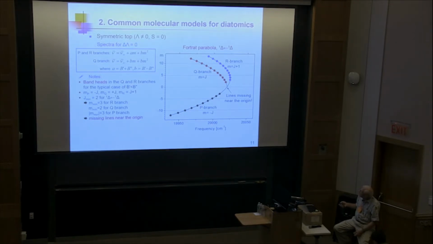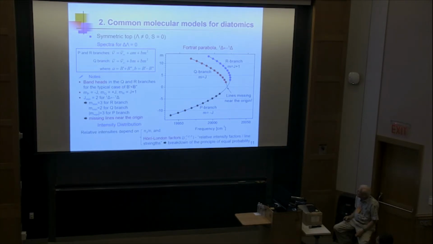And now maybe you're getting ready to know 20,000 wave numbers is 500 nanometers. Get used to these numbers. And if you look close, you can explain why there are no lines right in here, because it has to do with the fact that you can't have J less than lambda. So there are some lines missing, but other than that, it's pretty much what we've done before.